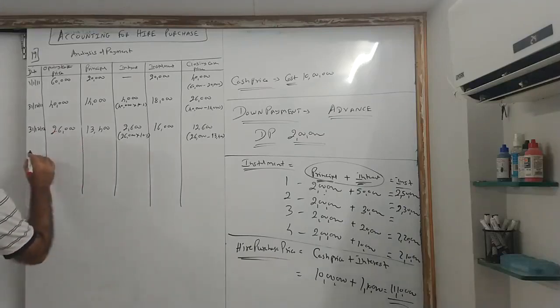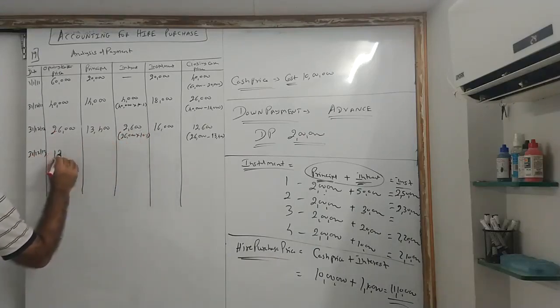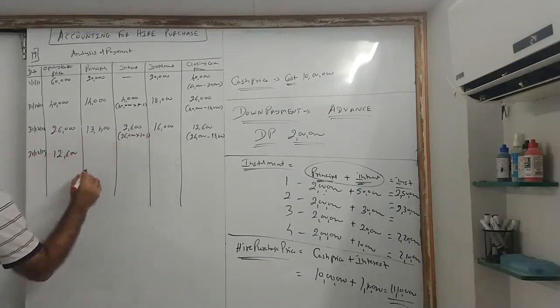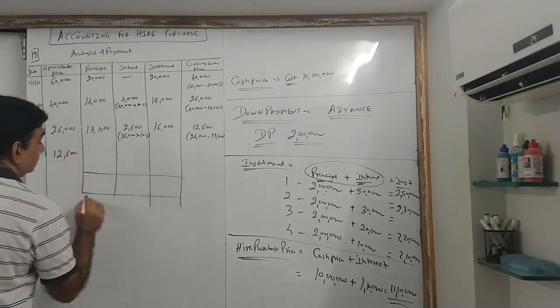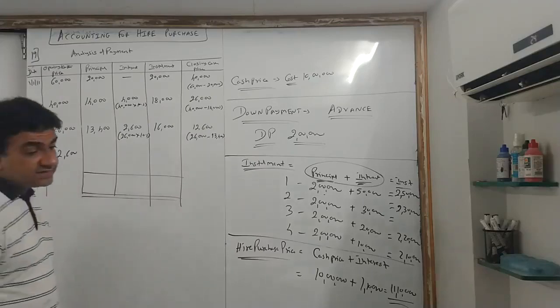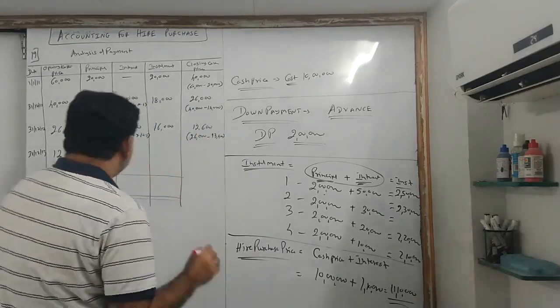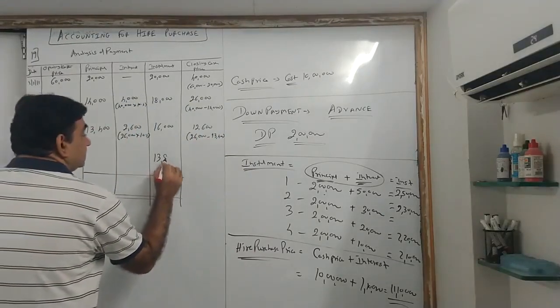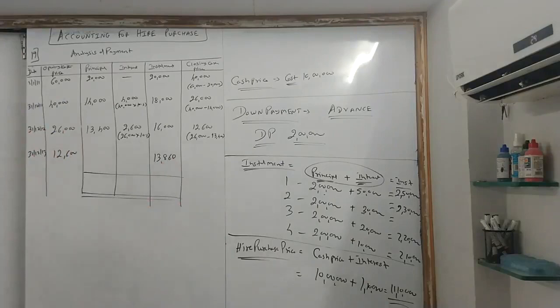One more, the third and last installment, 31st December 13. Bring forward 12,600. Now listen, be careful. When you are in the last year, what I am explaining in the next 1 minute, you will do only for the last year. Now what is my last year installment? 13,860.